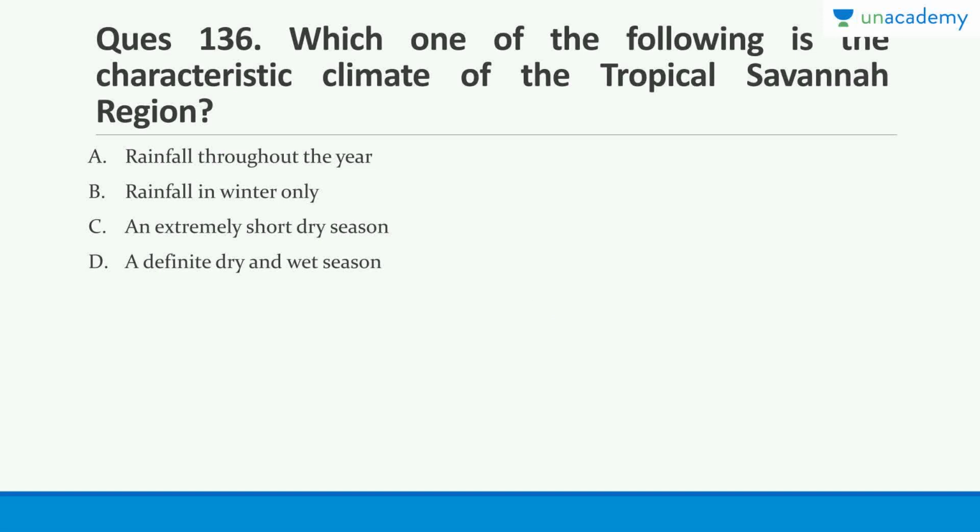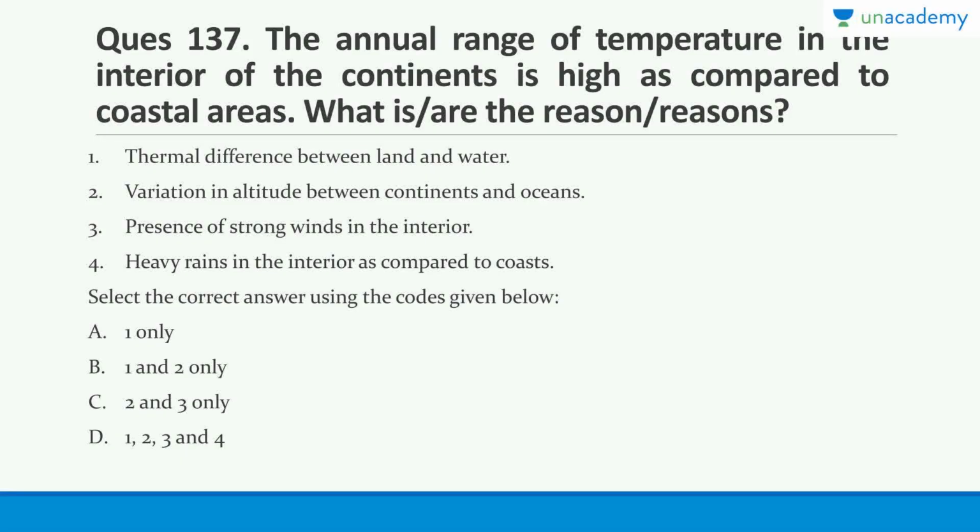Question number 136. Which one of the following is the characteristic climate of the tropical savannah region? Rainfall throughout the year, no. Rainfall in winter, no. An extremely short dry season, no. A definite dry and wet season. So this is basically typical; this will definitely happen in tropical savannah. So the answer is D.